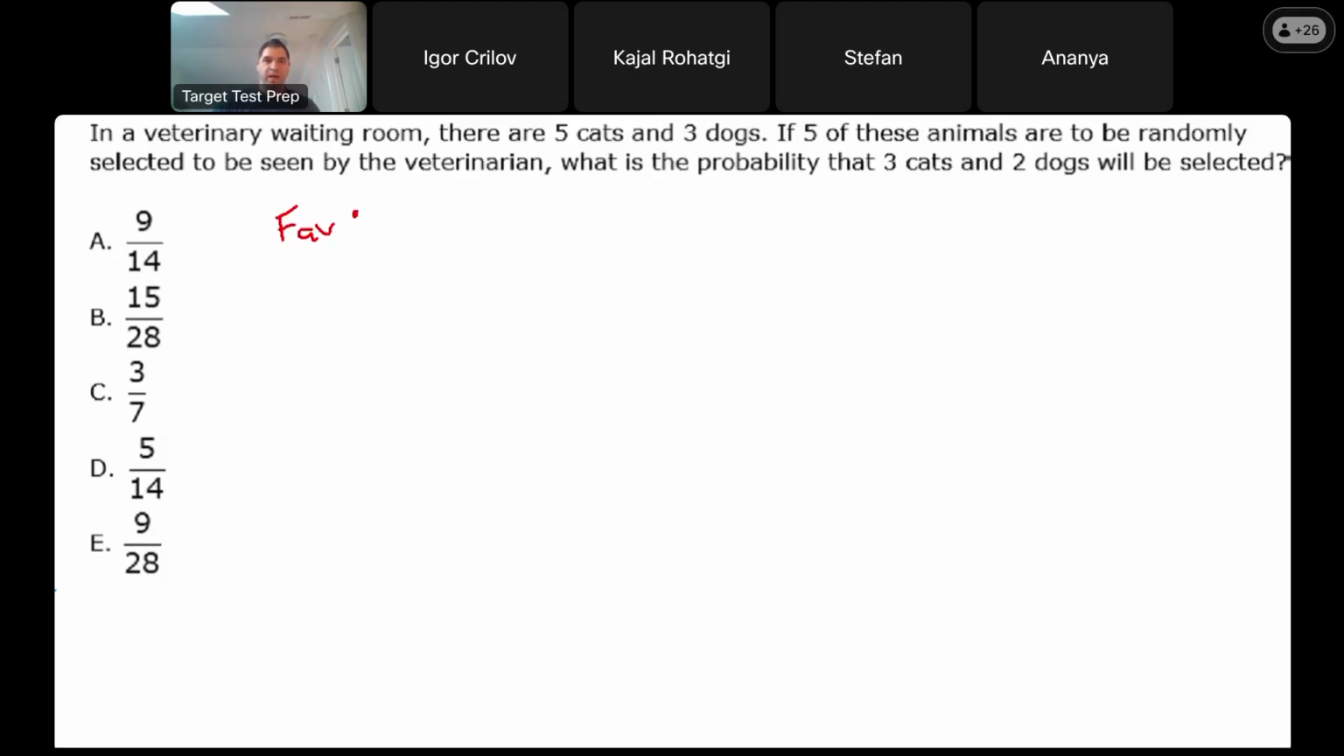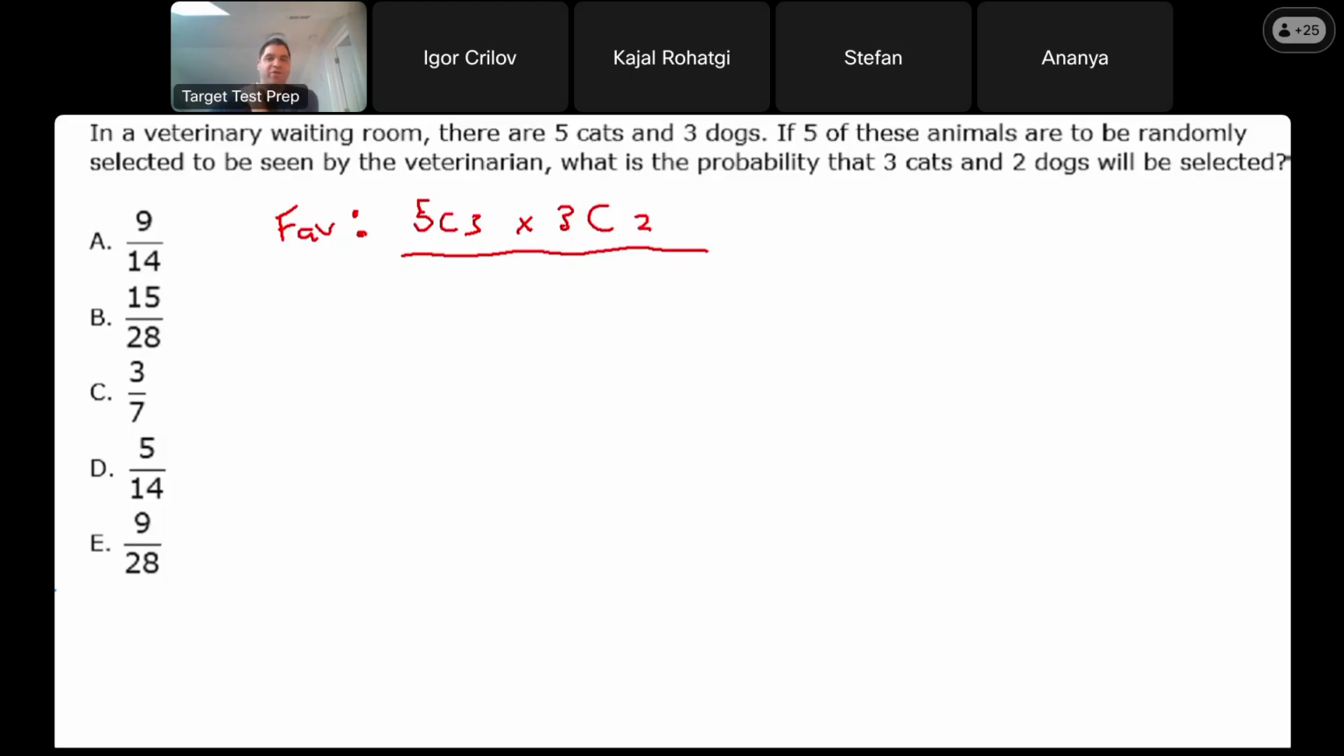So you've got your favorable outcomes. What needs to happen with the favorable outcomes? Well, you need 3 cats and 2 dogs. So that's 5 choose 3 times 3 choose 1. Now, that in itself is a combination question, because if this problem said, how many ways can you choose 3 cats and 2 dogs, so that would be 3 choose 2, that would be a combination question. Exactly, it's the same thing.